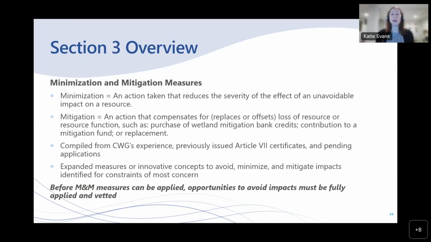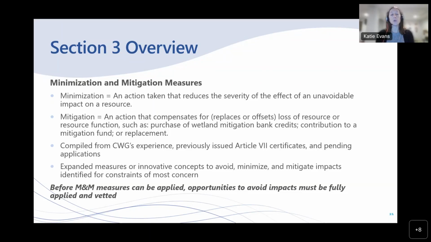So complete avoidance of impacts is the primary or preferred approach for siting of offshore wind cables. However, construction, operation, maintenance, and decommissioning activities cannot always avoid impacts, particularly for highly constrained resources or locations. So that's why the minimization and mitigation measures really provide the methods for protecting and offsetting impacts to affected resources. We wanted to first start out by defining those terms. So minimization is an action taken that reduces the severity of an effect of an unavoidable impact on a resource. And mitigation is an action that compensates for, either through replacement or offsetting, the loss of a resource or resource function, such as the purchase of a wetland mitigation bank credit or contributing to a mitigation fund.